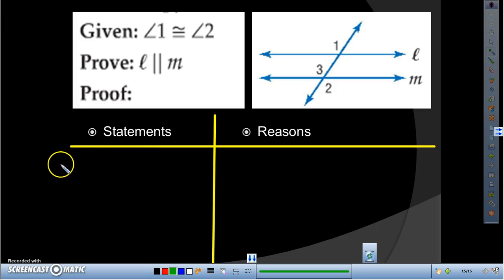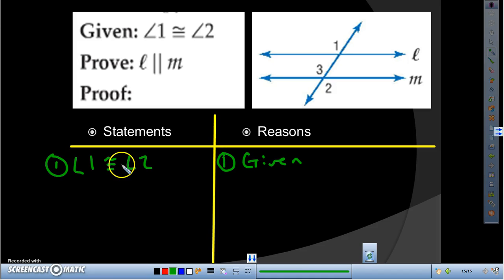A first statement, always, whatever you're given: angle 1 is congruent to angle 2. First reason, always given. And so, what do I know from the given that's going to help me move towards what I've been asked to prove? Okay, well, if I'm trying to prove lines parallel, it's going to fall back on a lot of the same theorems that we were just using.